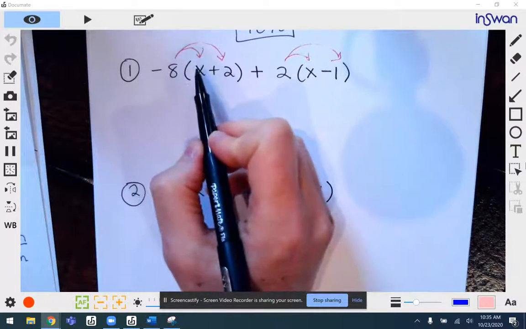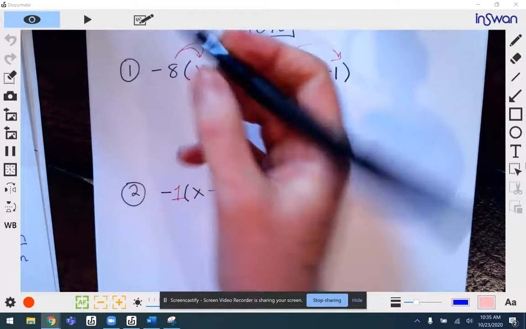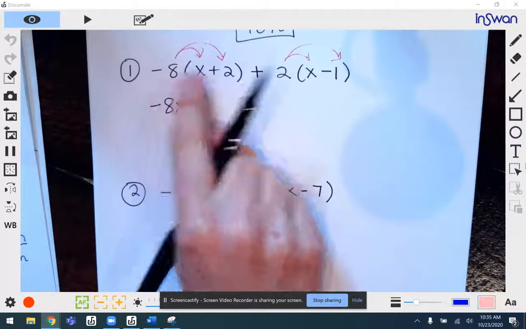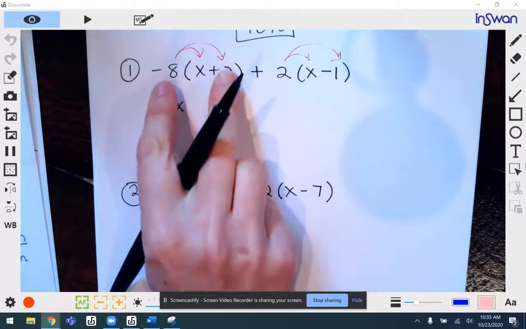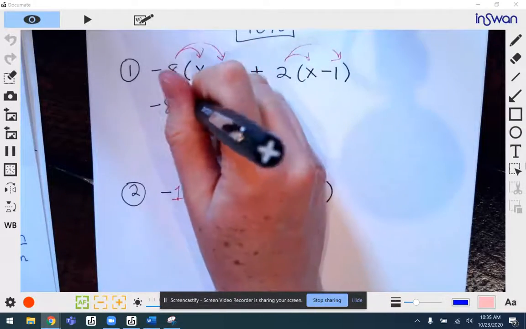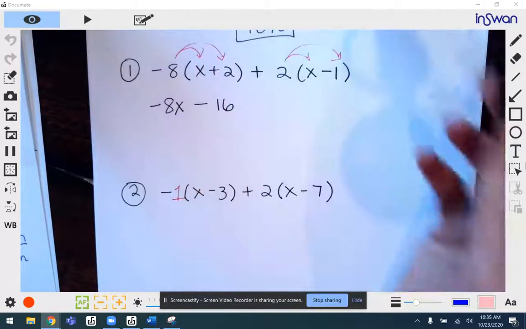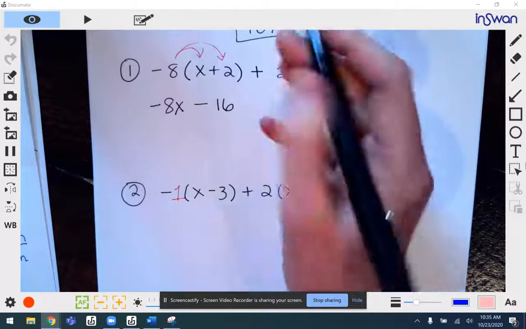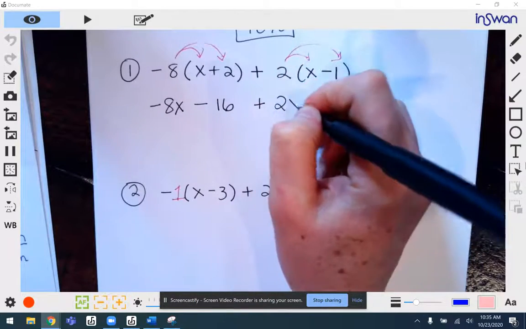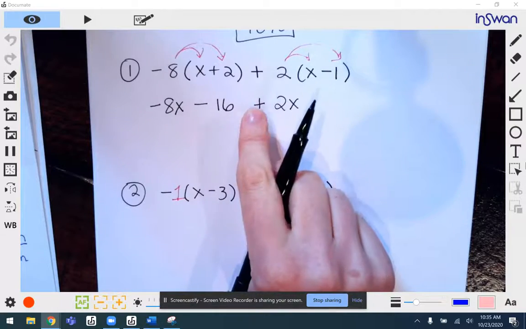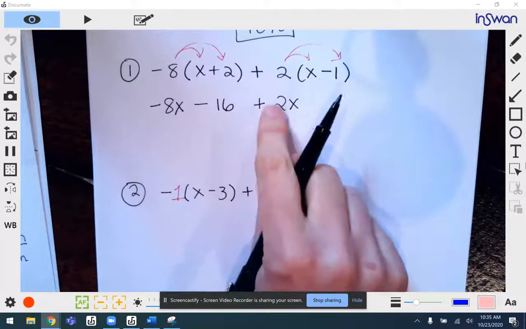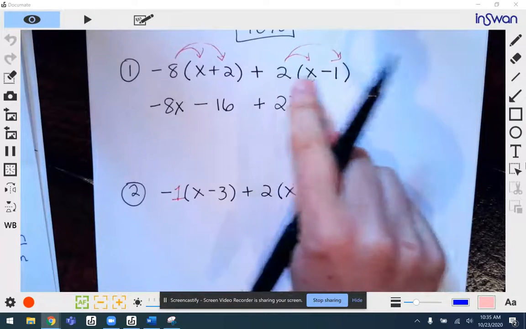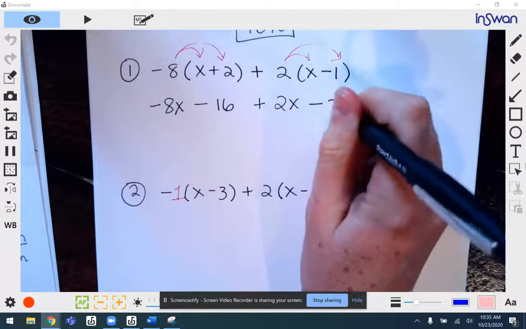So negative 8 times x is going to give us a negative 8x. Negative 8 times positive 2, those are different signs, would be a negative 16. And then we keep going here. Positive 2 times x will be positive 2x. Notice we keep that plus sign so that we can keep adding our terms. And then 2 times negative 1 makes negative 2.